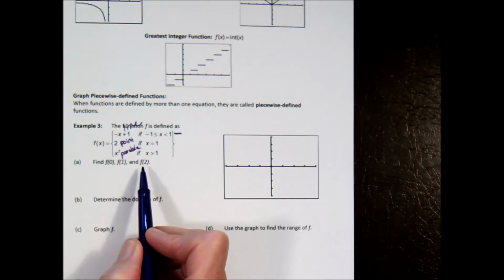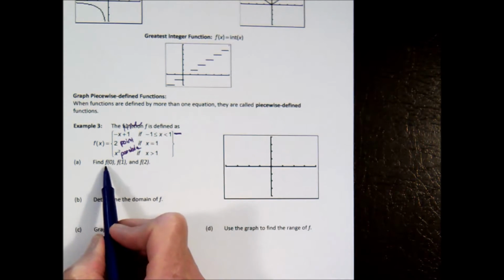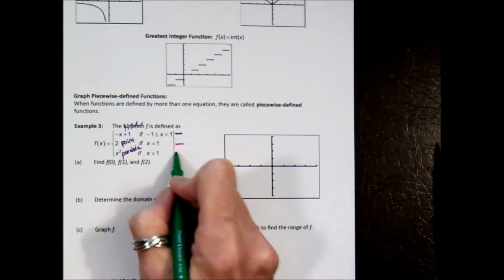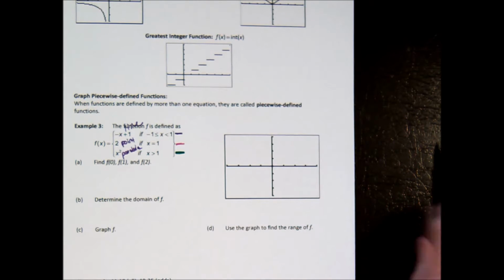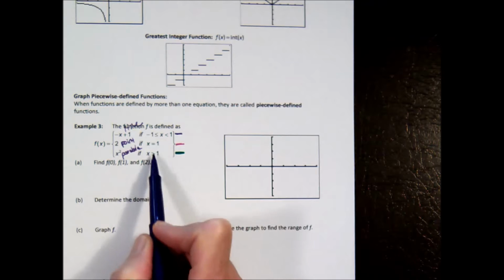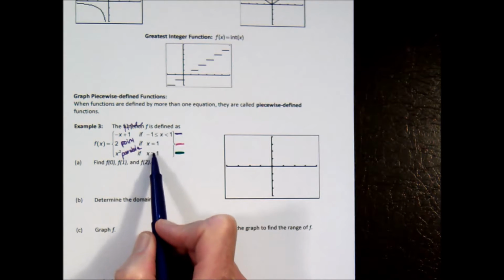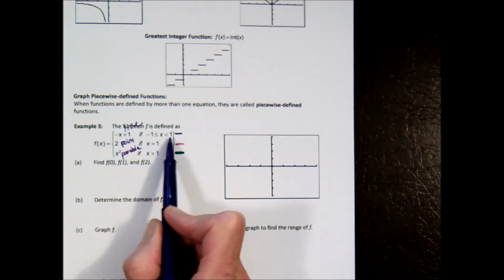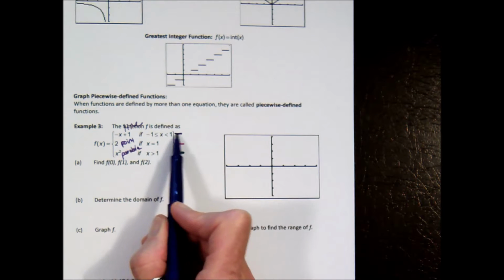This is actually easier than it sounds. So, and I didn't use the colors. This is supposed to be in pink. This is supposed to be in green. I'll try to do that on the graph, okay? So let's find f of 0. First off, where does the 0 fall in the definition? Isn't 0 between negative 1 and 1, right? So I will use purple.